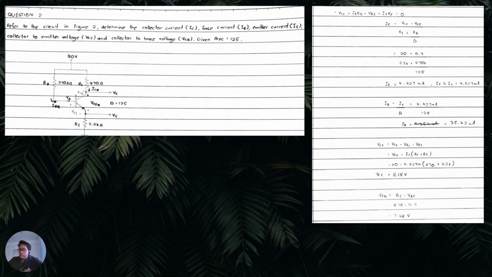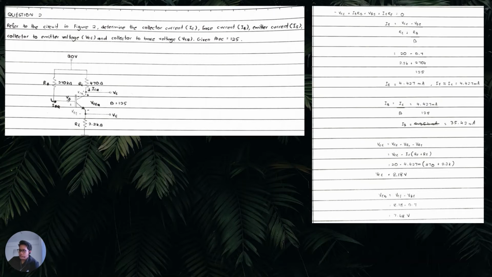Assalamualaikum. I'll be explaining question 2, which refers to the circuit in figure 2. Determine the collector current IC, base current IB, emitter current IE, collector to emitter voltage VCE, and collector to base voltage VCB. The given gain is 135.